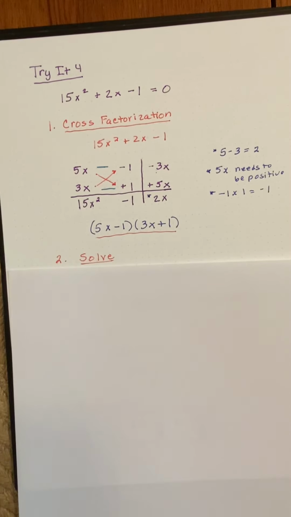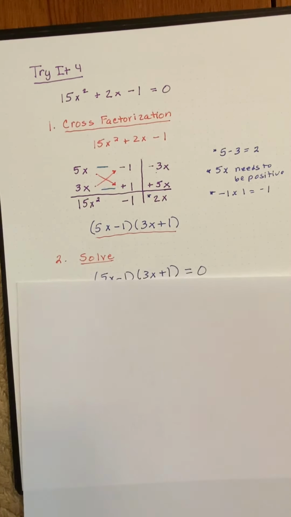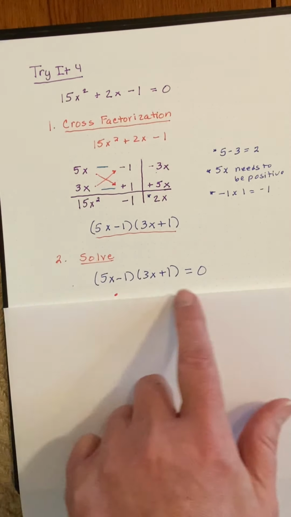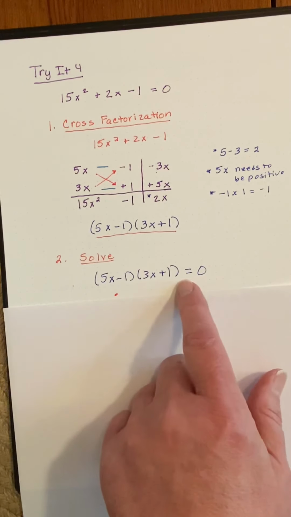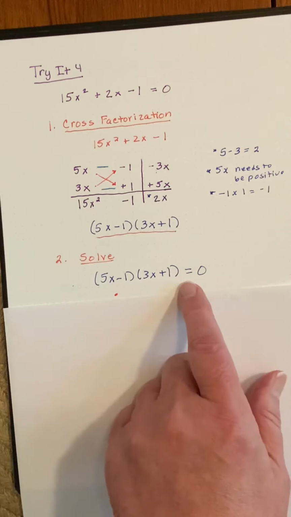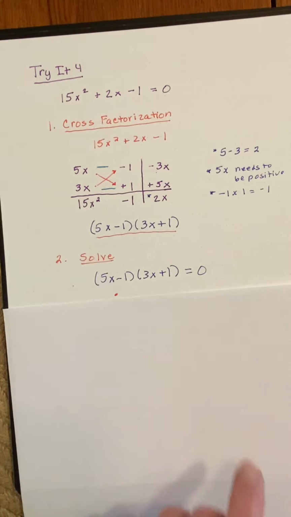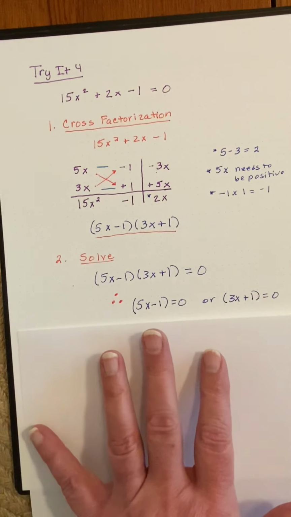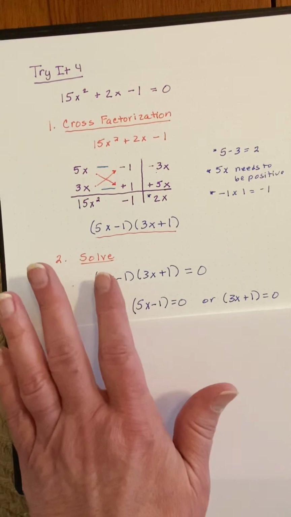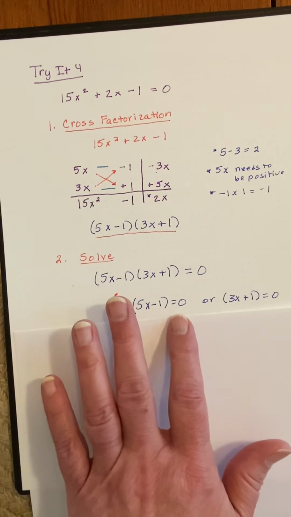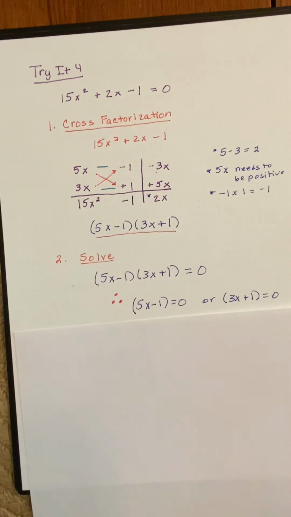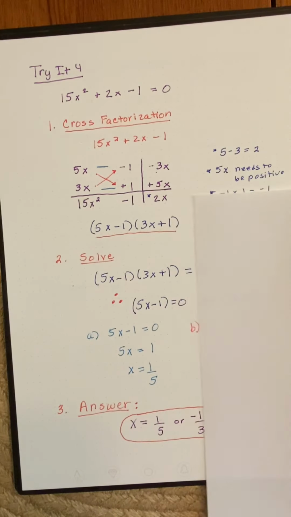And now I go ahead and solve it. Now remember, this is going to equal 0. Therefore, I take and rewrite my factorization as an expression equaling 0. Now it becomes an equation because I have an equal sign in there. Therefore, I take each part, the p and the q. So 5x minus 1 is going to equal 0, or 3x plus 1 is going to equal 0. And then I just work it.